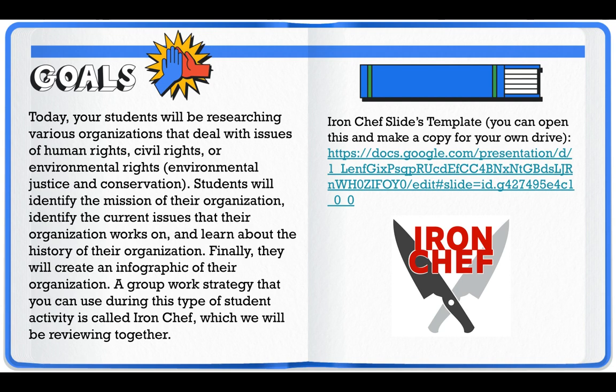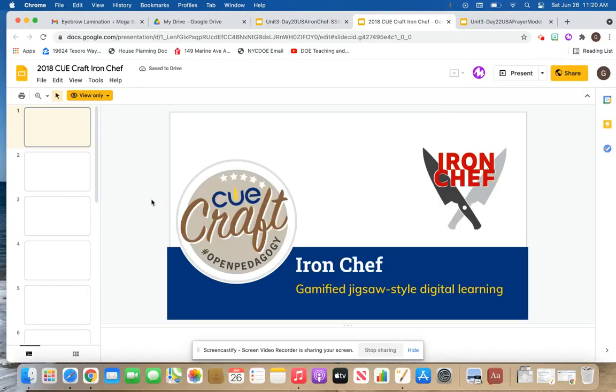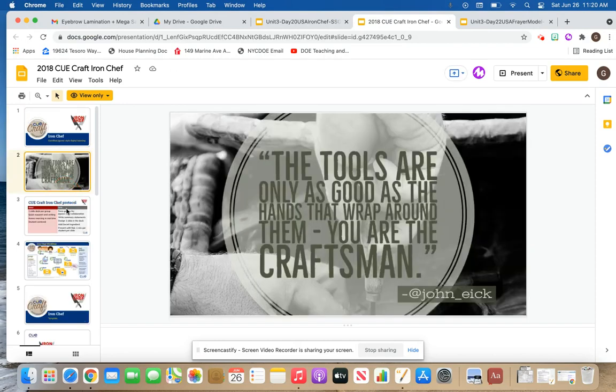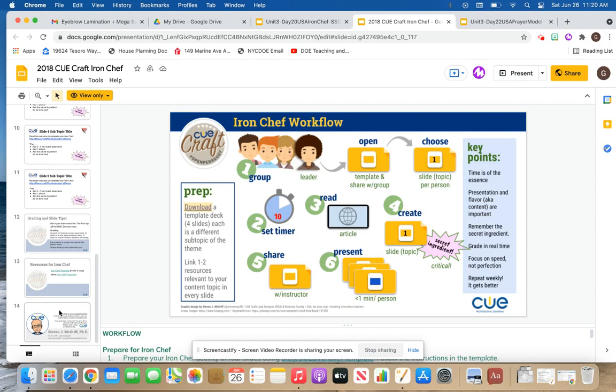A group work strategy that you can use during this type of student activity is called IronChef, which we will be reviewing together today. Here is the template that you can consider using for this type of activity. You certainly don't have to, but it's something that you can explore and check out if you'd like. Here it is. I will click it for you and you'll see it will pop up. You can make a copy of this for your own drive. And this is something that you can certainly go through and play around with. And I'll go through pieces of it.